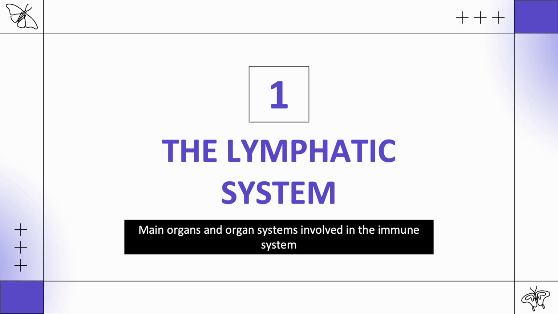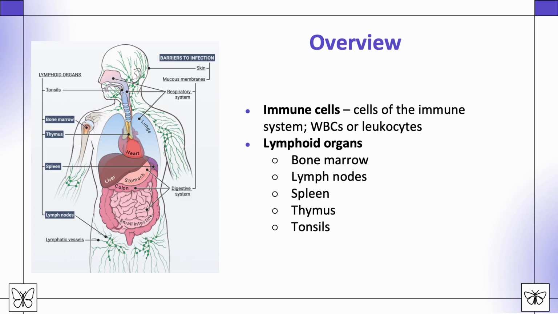Now, let us move forward to the lymphatic system, the main organs and organ systems involved in the immune system. The immune system is made up of many different organs, tissues, cells, and molecules that protect our body from harmful microbes, which we call pathogens. The cells of the immune system are what we call immune cells. These are the WBCs, or white blood cells, also called leukocytes. These cells travel all throughout the body through blood vessels and the lymphatic vessels.